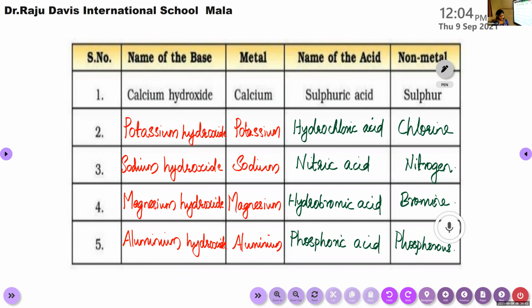So that's about the metals and non-metals present in acids and bases. Clear, children? Yes, ma'am. Have you completed the table? Yes, 1 minute, ma'am. Okay, fine.